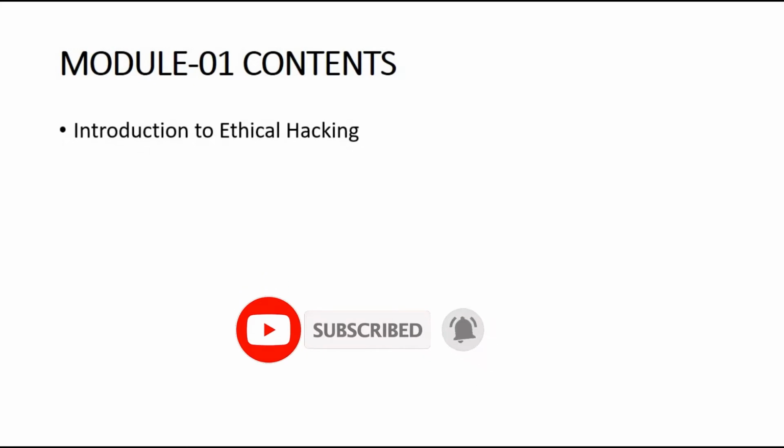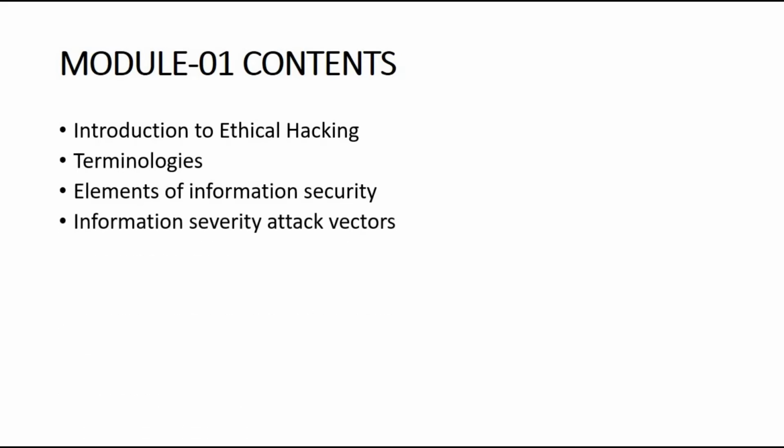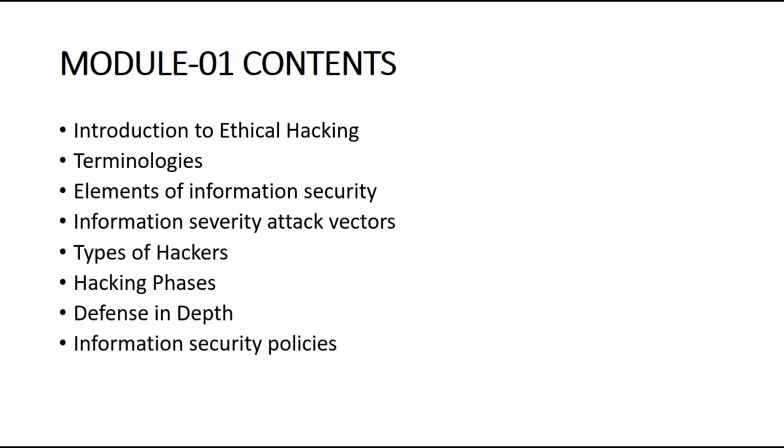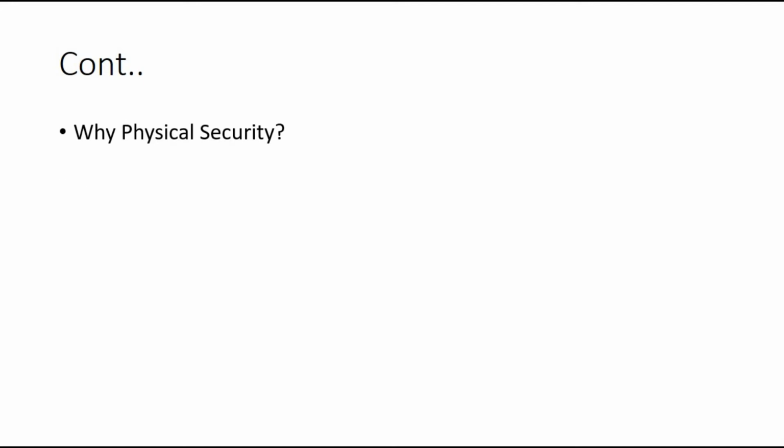First one is introduction to ethical hacking, terminologies, elements of information security, severity, attack vectors, types of hackers. This is one of the good things: you will get to know how many types of hackers are present. Hacking phases, defense in depth, information security policies, and the types of security policies. The next one is why physical security. Everybody needs physical security in any organization, and we will talk about why we need this security.